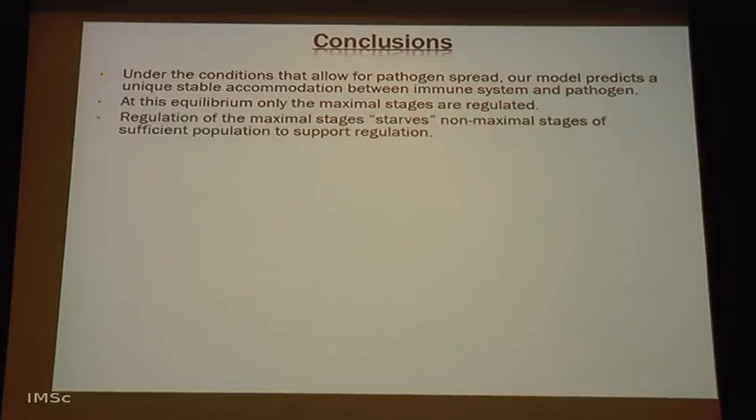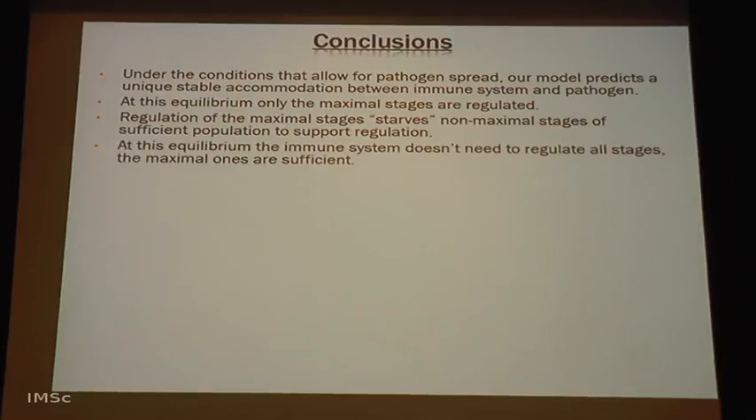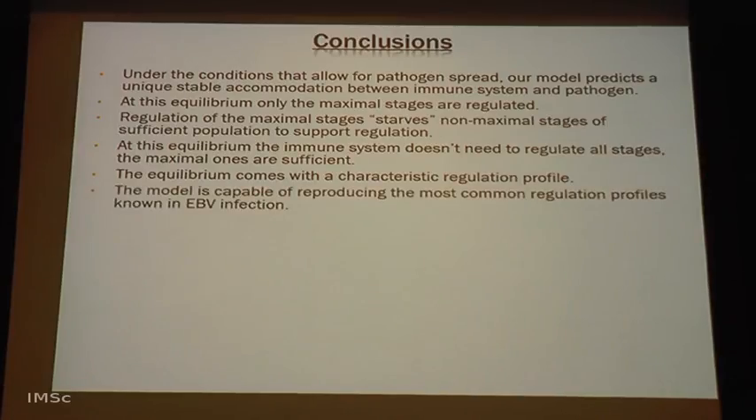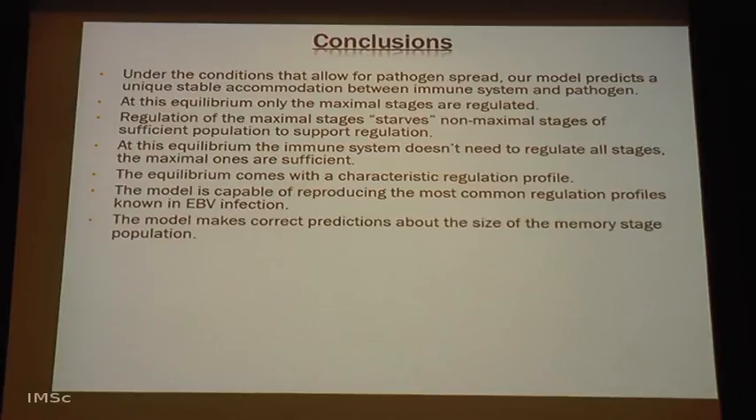That's what I just said. So the maximal stages starve the small ones from having a population that is big enough to trigger an immune response. And therefore, you don't need the direct regulation of those stages. The equilibrium comes with a specific regulation profile. And as you saw, we built the whole story of this work around these regulation profiles. And so we see that the model is capable of reproducing the most common regulation profiles observed in the population. And it makes correct predictions about the size of the memory stage.